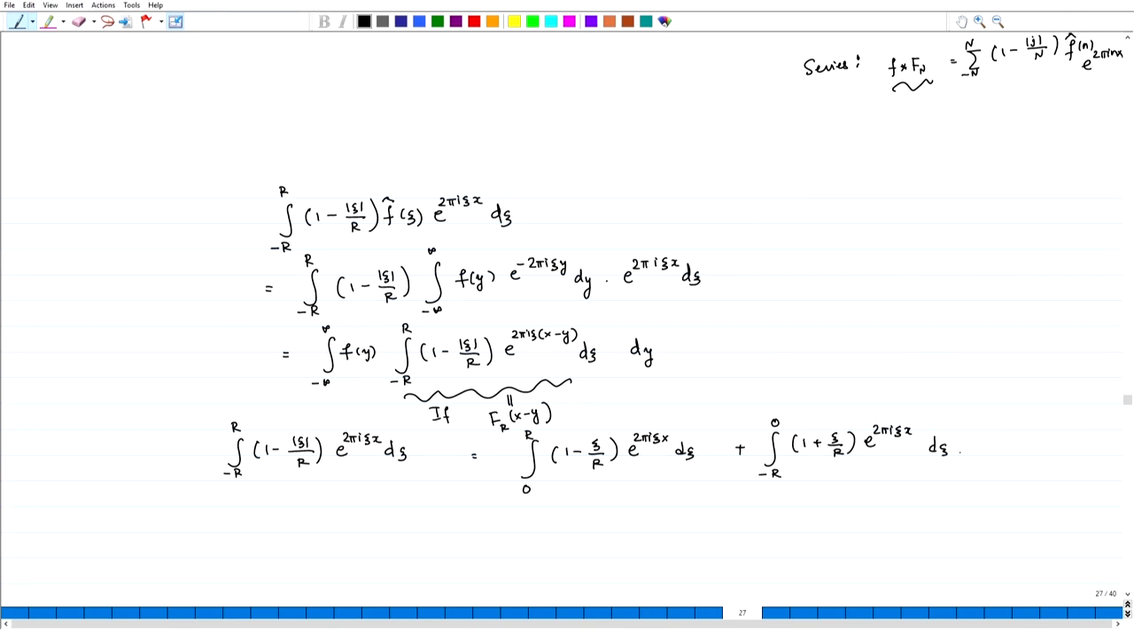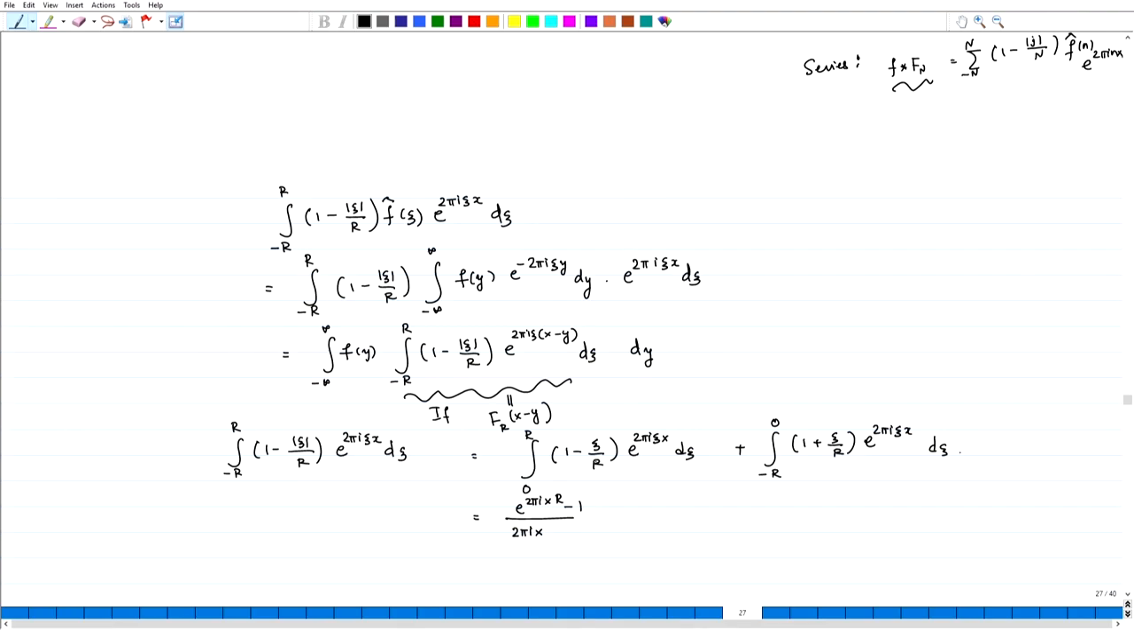Now, just compute this integral. The first one would be e to the power 2 pi i xi x divided by 2 pi i x, evaluated from 0 to r. So now we can write this as r minus 1 at 0, which is going to give minus 1 if I compute with this.